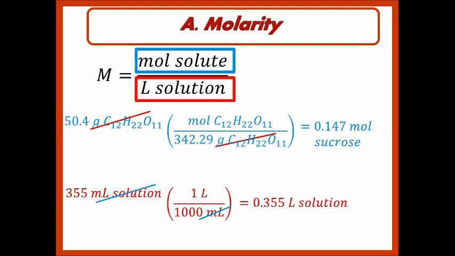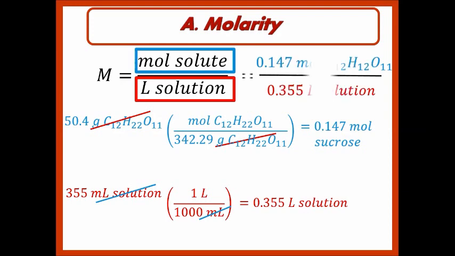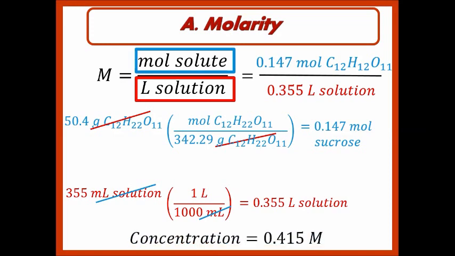Ultimately, we can now plug in the numerator and the denominator to calculate the molarity. So we take the ratio of 0.147 moles of sucrose to 0.355 liters of solution and determine that the molarity is 0.415 molar. We report this value to 3 sig figs because we are taking the least number of sig figs from these two values based on the rules of multiplication and division. And since each of these values only has 3 sig figs, we have 3 sig figs in our final answer.